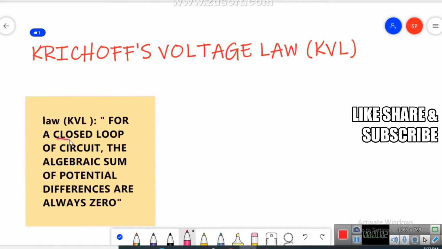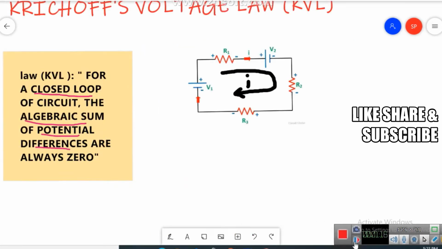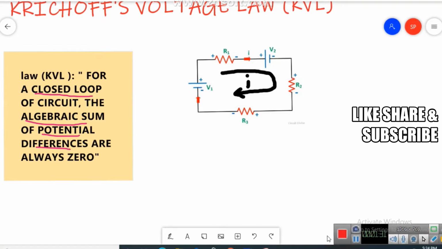Now let's see what this closed loop and algebraic sum of potential differences mean. For this we need a simple closed loop circuit. Let's see a closed circuit. In this circuit we have 3 resistors and 2 batteries, and since the circuit is closed, there will be a current I flowing throughout the circuit. Because of this current I, there will be a voltage drop across R1, R2, R3.